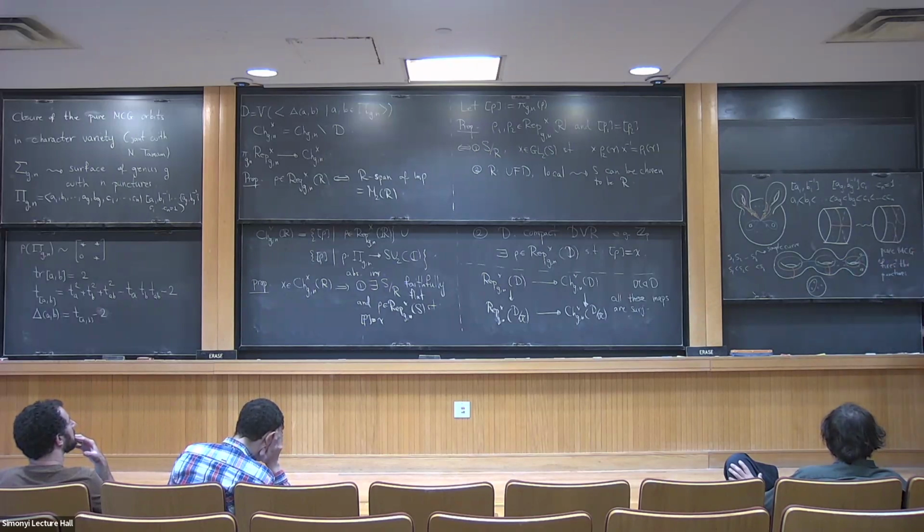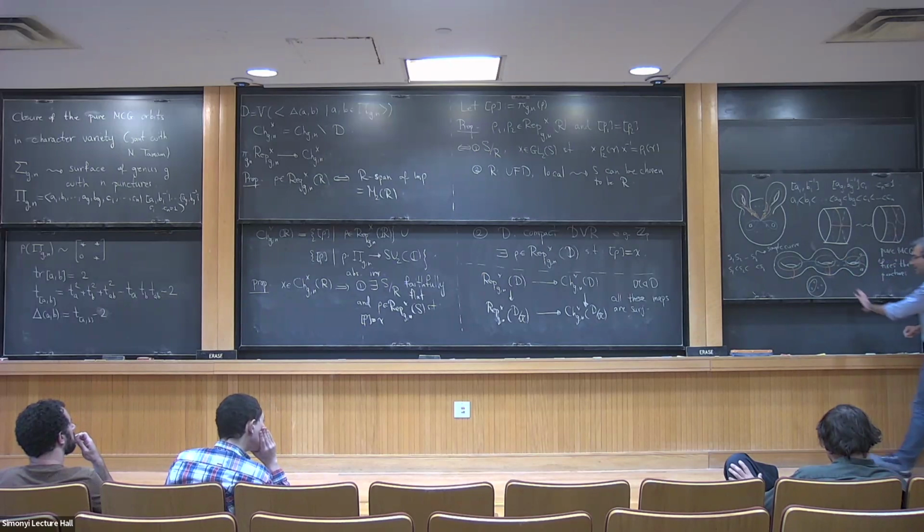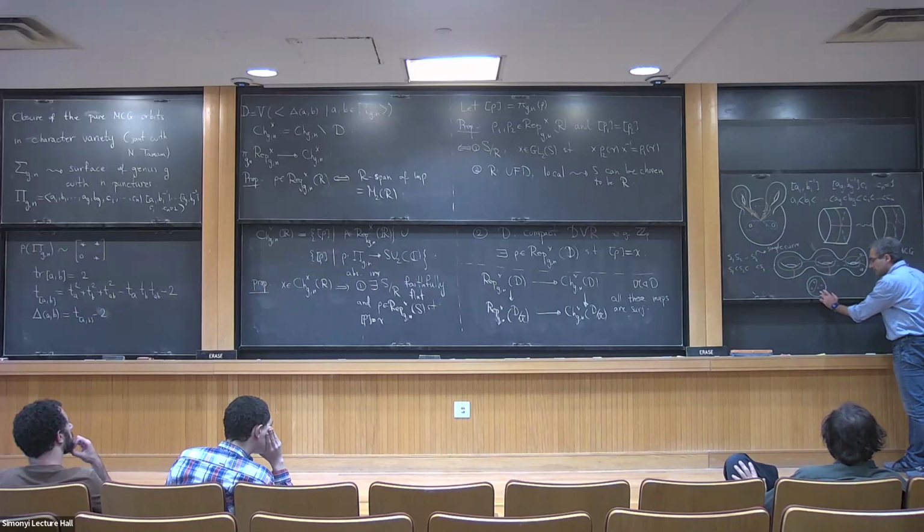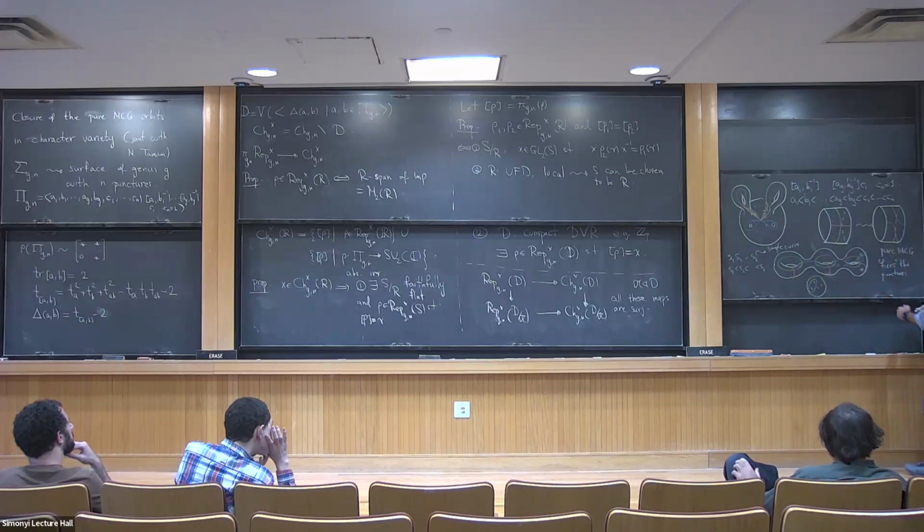And those generate the pure mapping class group, which is essentially related to the braid group, but we don't care about that. So the pure mapping class groups are generated by these when genus is 0, and those are called the Humphries generators.